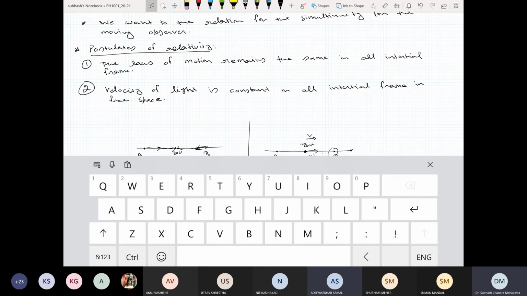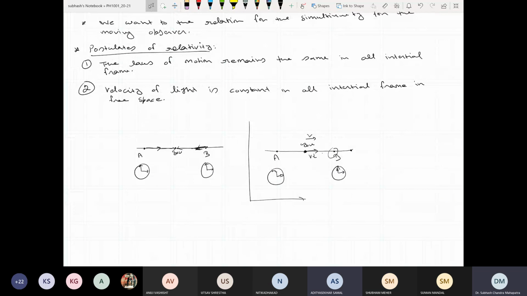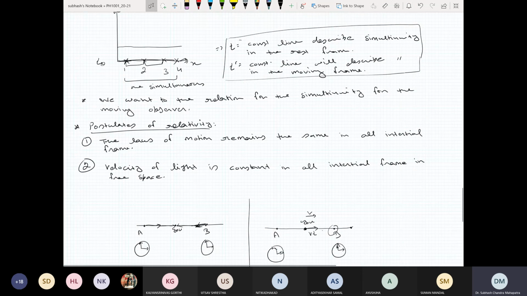So this case is the same as the lightning case. Lightning, I'm giving as an example, to give you an idea about simultaneity. You should be very careful when you say that two events are simultaneous. So this is to give you an example.